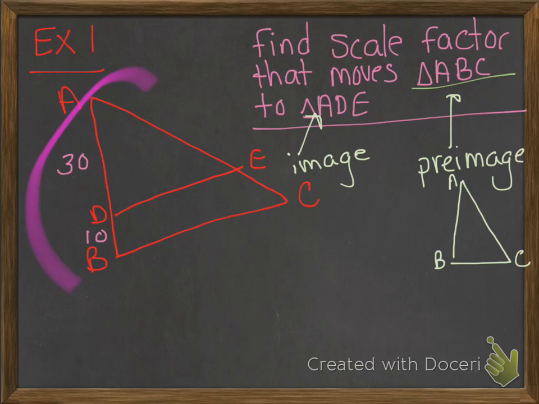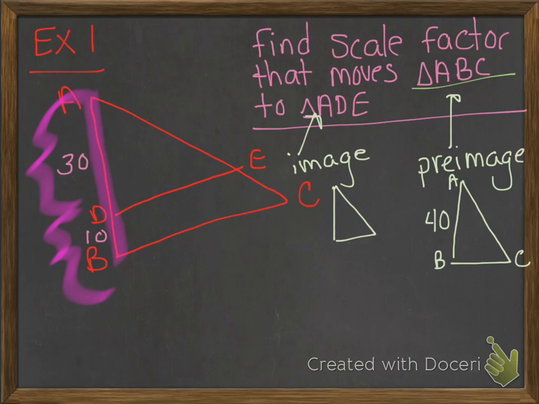So sometimes, especially with this kind of scenario, it helps us to draw our actual picture. So that's what I'm going to do underneath image and pre-image. So when I'm looking at ABC, I know that I have this entire side length. So I have 30 plus 10, and that's where this 40 comes from. Then I know my image is ADE. My image is just this length right here. So that's my 30.